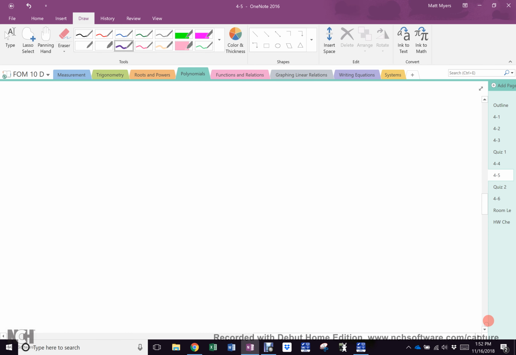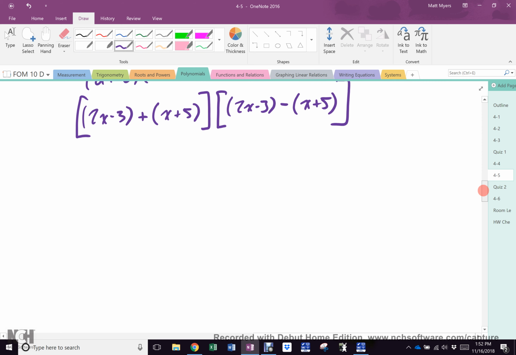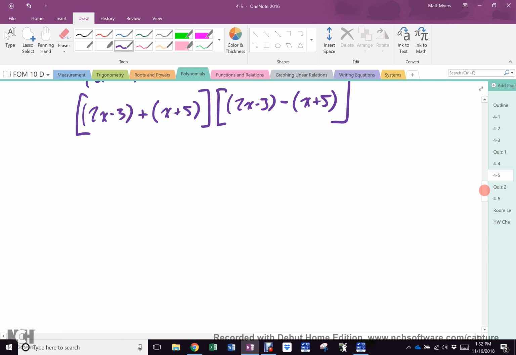Now we're back in grade 9. Are there like terms? Yes. Where? Where are there like terms in green? The X's. What's 2X's plus 1X? 3X's. What's negative 3 plus 5? Plus 2.